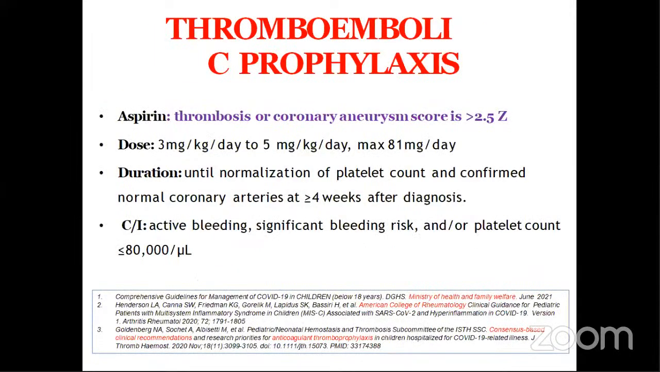The other drug which we can use for thromboembolic prophylaxis is aspirin. Again, the indication should be there, like thrombosis or coronary aneurysm score of more than 2.5 Z score. Dose is between 3 milligram per kg per day to 5 milligram per kg per day. Duration is until normalization of platelet count and confirmed normal coronary arteries at more than 4 weeks after diagnosis.